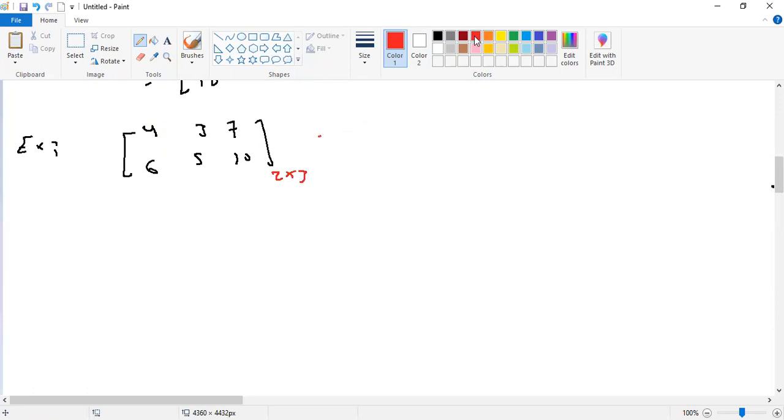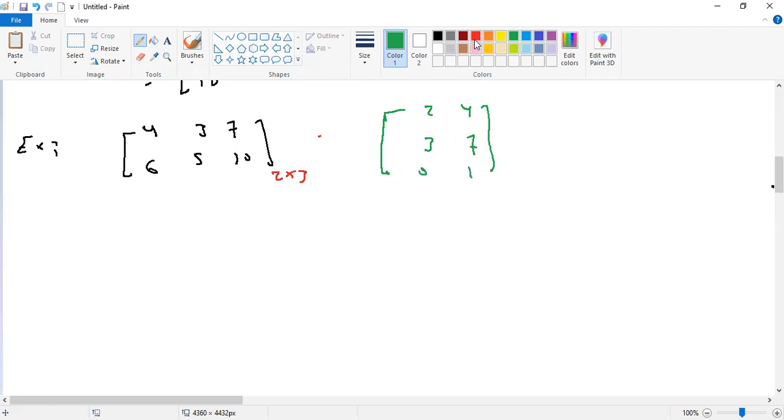I want to multiply this matrix by another matrix. Which matrix is it? It is 3 rows by 2 columns. The first row is 2, 4, and the second row is 3, 7. The third row is 0, 1.